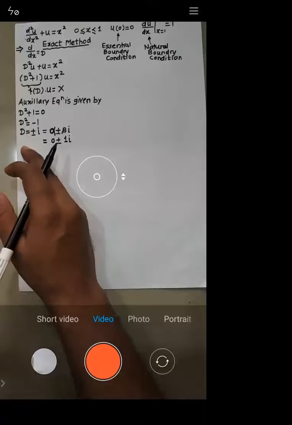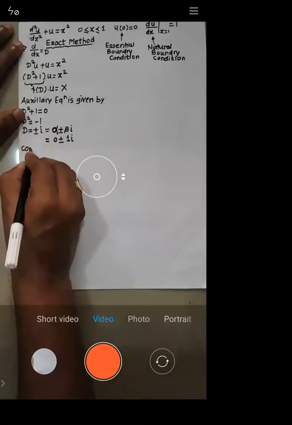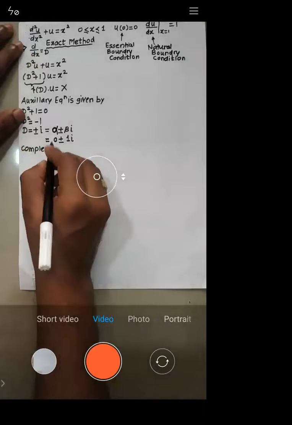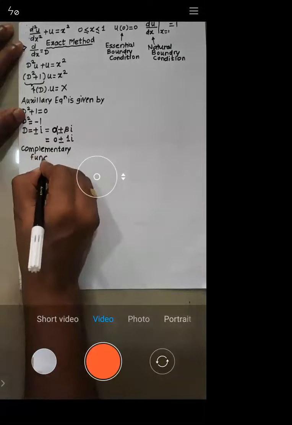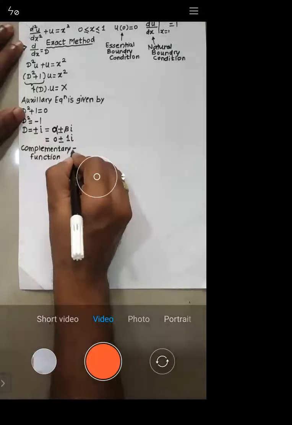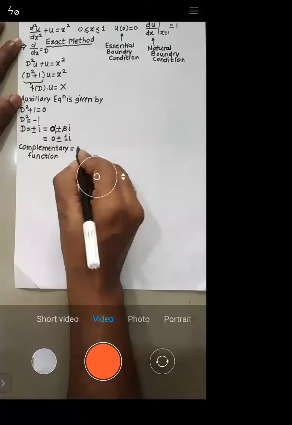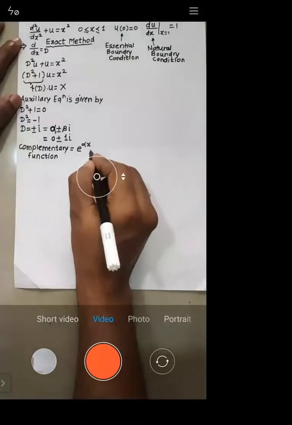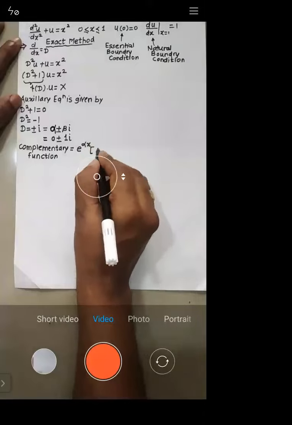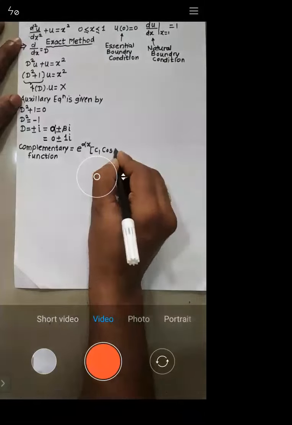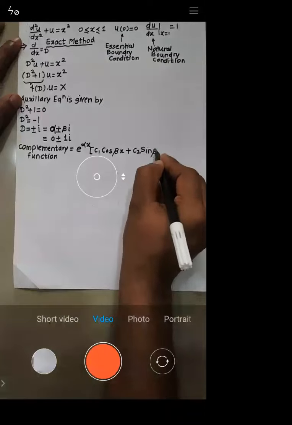Right? Yes or no? So tell me, what is its complementary function? How will we calculate its complementary function? C1 cos beta x plus C2 sin beta x. See, you forgot this e raised to power alpha x. I will write that last. This alpha is 0. Yes, C1 cos beta x plus C2 sin beta x. Is it okay?